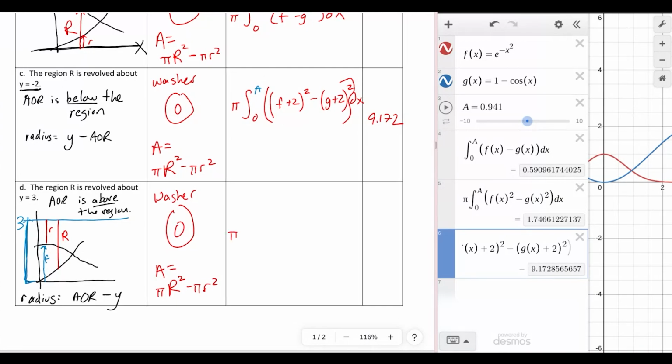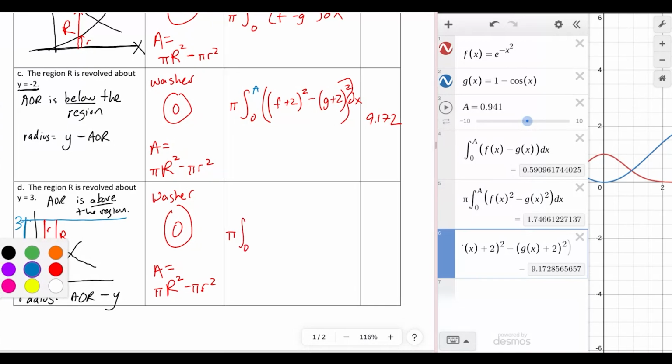So for our volume, we're going to have pi times the integral from 0 to a. Now to get the radius, we're going to subtract the function's value from the axis of revolution, which is 3. So 3 minus g squared minus 3 minus f squared.